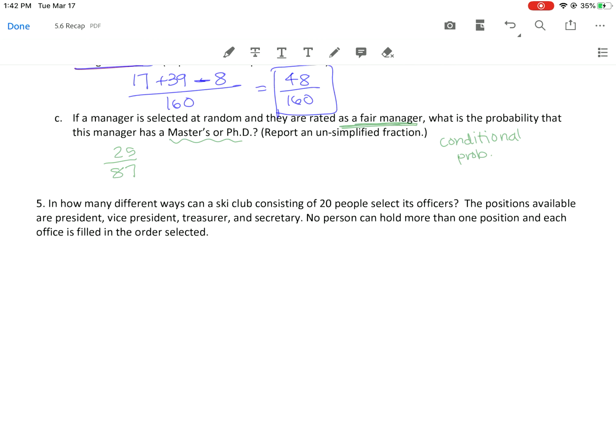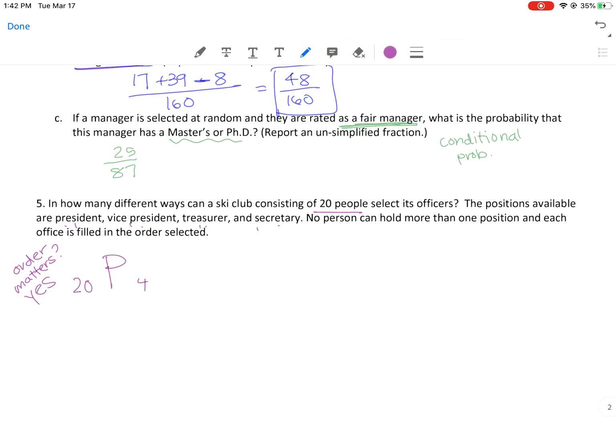The next one says, in how many different ways can a ski club consisting of 20 different people select its officers? The positions available are president, vice president, treasurer, and secretary, and no person can hold more than one position, and each office is filled once the order is selected. So notice here you've got 20 different people, and we are choosing 4 people for president, vice president, treasurer, and secretary. So now all you have to ask yourself is, does order matter? The answer here would be yes. So therefore, we're doing a permutation.